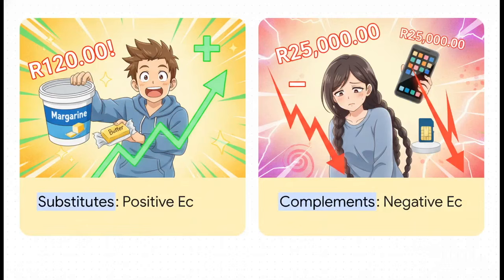If the cross-elasticity coefficient is positive, the goods are substitutes. For instance, if the price of margarine jumps by 50% and the demand for butter rises by 25%, that positive 0.5 coefficient proves they are substitutes for each other. Conversely, if the sign is negative, they are complements. If cell phones suddenly get 50% more expensive and the demand for SIM cards falls by 25%, that negative coefficient shows us these two products are completely locked together in the market.